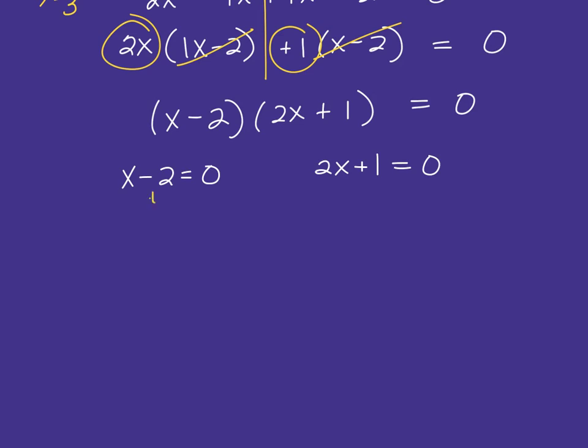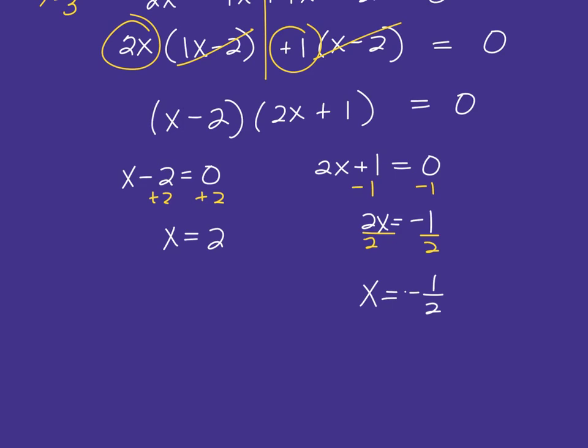I'm going to add 2 to both sides. x is equal to 2. On the other side, I'll subtract 1 from both sides. That will give me 2x equals negative 1. Then I'll divide both sides by 2. And so x equals negative 1/2. Those are called my solutions. So the directions were find the solutions for that problem. Well, here they are. These are the two solutions.